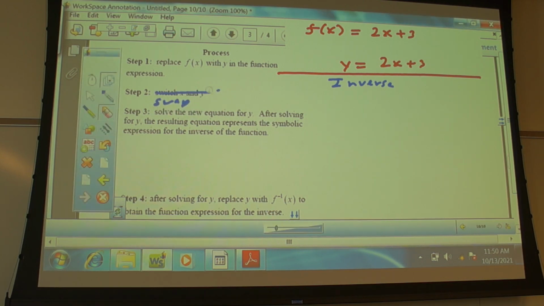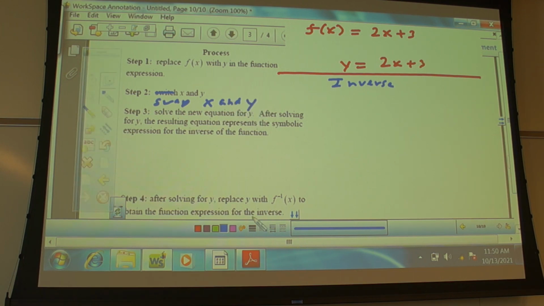Can everybody do me a favor? Where it says switch x and y, cross out the switch and make it swap. I don't like the switch. Switch is bad. Swap x and y. So I'm going to swap the x and the y. So x equals 2y plus 3.